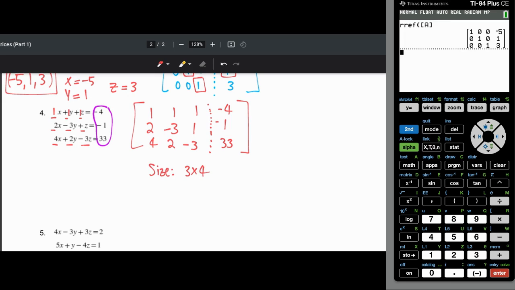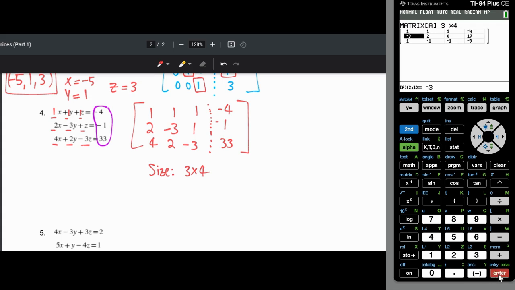All right, so hopefully remember what to do, but we're going to go second, x to the negative 1. That takes us to the matrix menu. We're going to move over to edit. I'm just going to type over the original matrix that I used for the last problem. So it's a 3 by 4 matrix. And I'm going to type in my new numbers. So 1, 1, 1. And then remember for negative 4, use the negative, not the minus key.